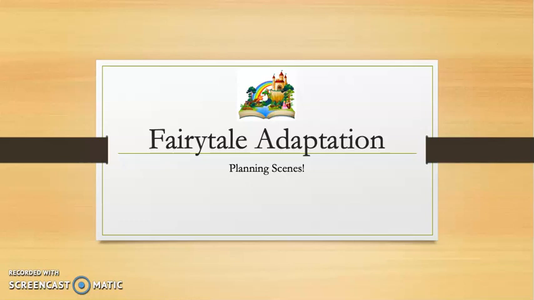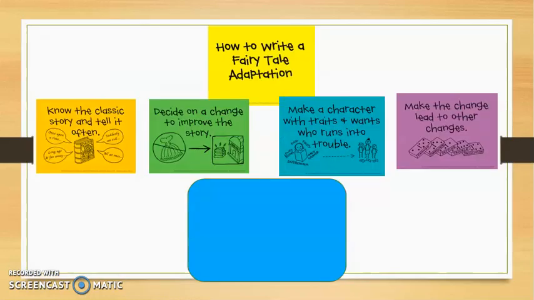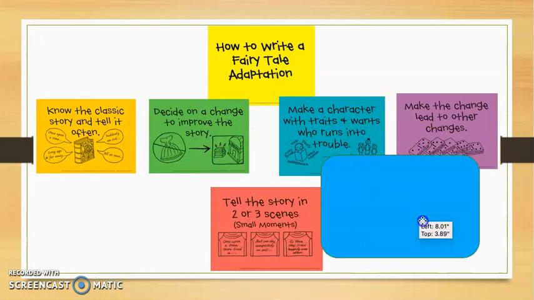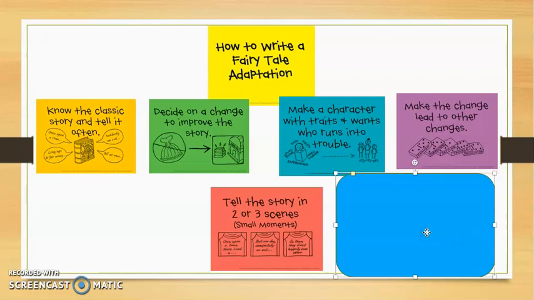Today for writing, we're going to be working on our fairy tale adaptations and we're going to be planning scenes. So, what we've covered so far in how to write a fairy tale adaptation is knowing the classic story and telling it often, deciding on a change to improve the story, making a character with traits and wants who runs into trouble, and we've made the change lead to other changes, kind of like a domino effect. So today what we're going to be working on is telling the story in 2 to 3 scenes in small moments.